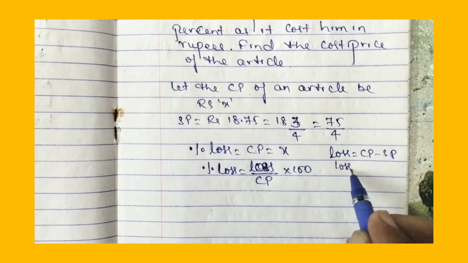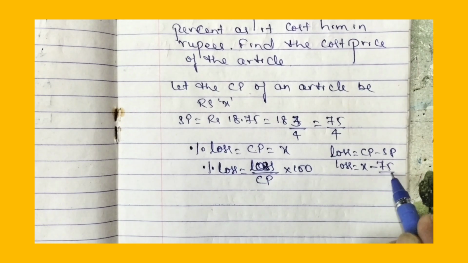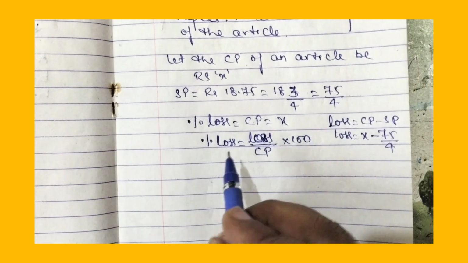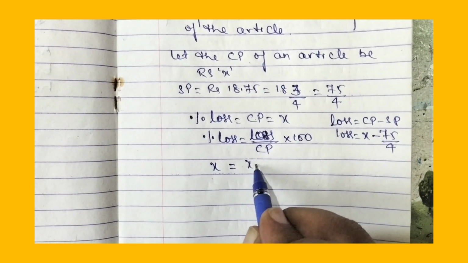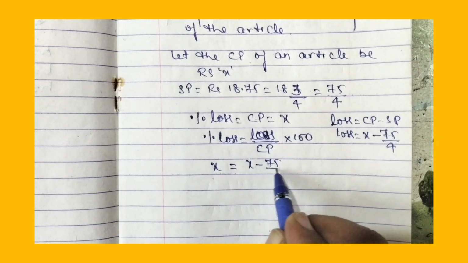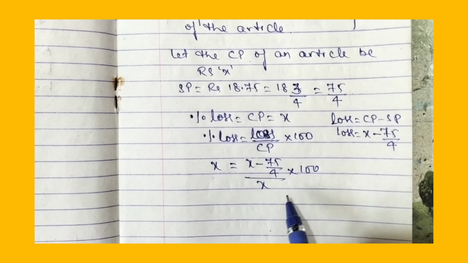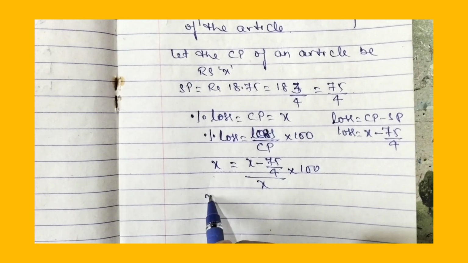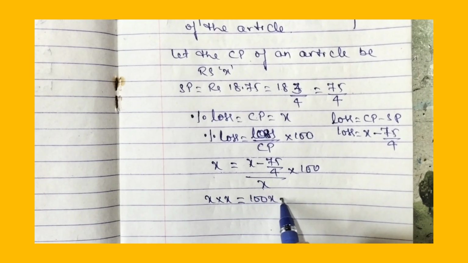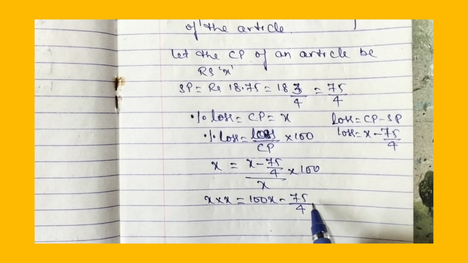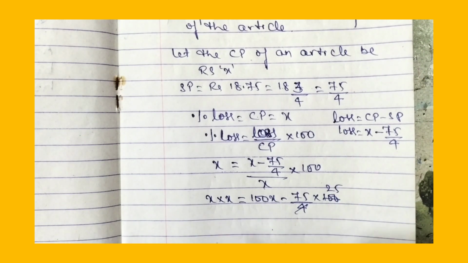So loss is equal to CP, which is x, minus SP. SP is 75 by 4. So now, what is the percentage loss? x is equal to loss, that is x minus 75 by 4, divided by CP which is x, into 100. So now you bring x here. So x into x is equal to 100 into x, 100x minus 75 by 4 into 100. 4 ones are 4, 25s. So now what will be the remaining?